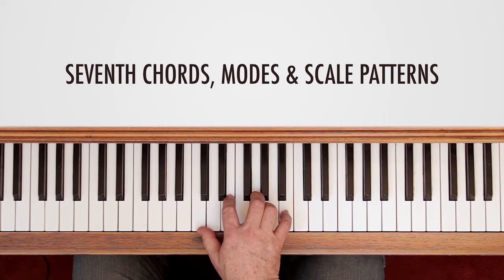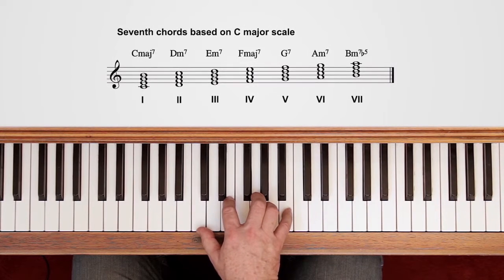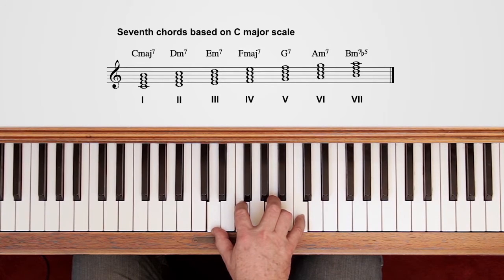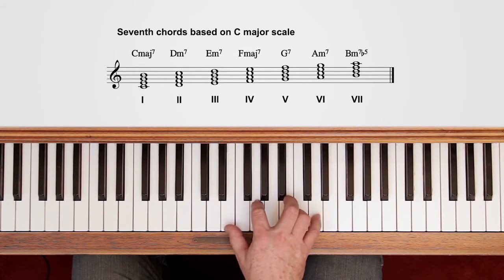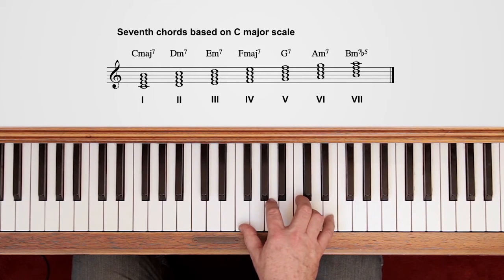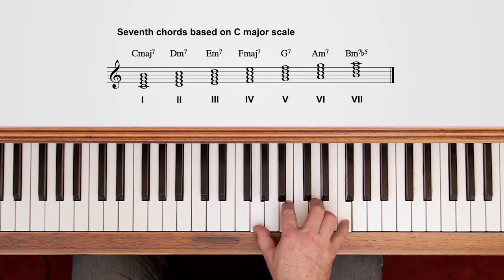So you can find these in the major scale starting with root, 3, 5 and 7 from the C major scale. Notice that's a natural or major seventh on top. Therefore we call that C major 7. Second one, D minor 7, it's got a minor third. E minor 7. The 4 chord is F major 7, major triad on the bottom, major 7th on top.